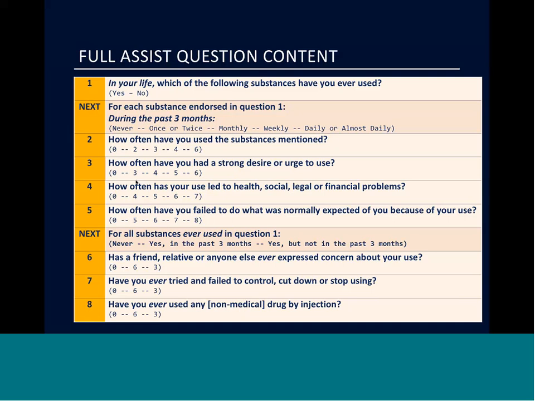The next 3 questions ask about compulsion to use, health, social, legal, or financial problems resulting from use, and failure to fulfill role obligations. The final 3 questions then relate back to lifetime use and ask about other individuals' concern about the patient's substance use or failed attempts to quit or control use, as well as injecting drug use. Each question response has a value which is weighted according to how much they contribute to individual risk, based on the results of analyses from the WHO validation, which was a phase study.